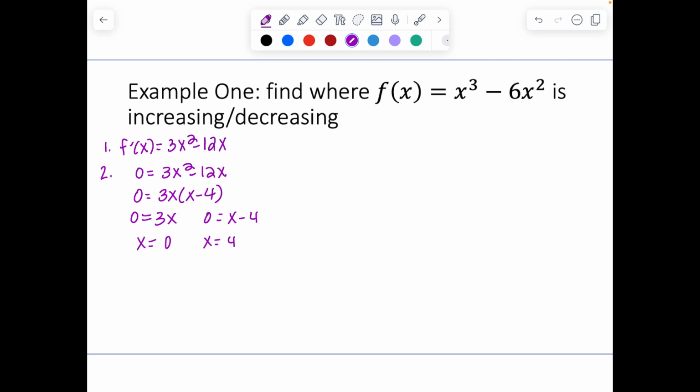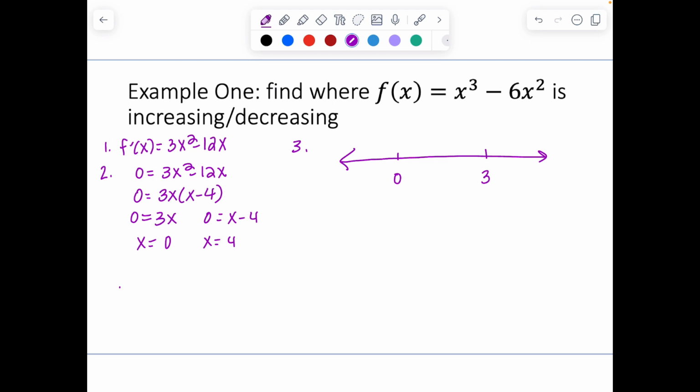Step 3 is the fun part, debatable whether you consider it fun or not. I'm going to create a sign chart. I know where the critical points are occurring, but just because a critical point occurs doesn't necessarily mean we're switching from increasing to decreasing or anything like that. So I'm going to start a sign chart. I'm going to do it over here so I have a little bit more space. And I'm going to write down my critical points here.